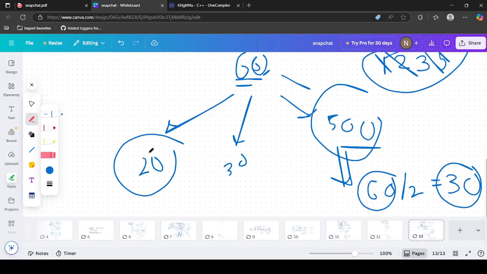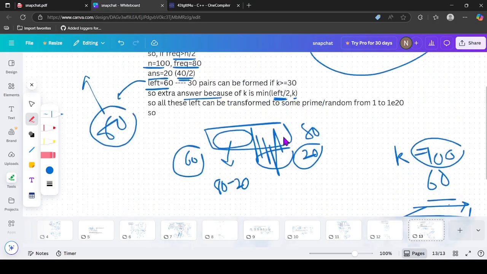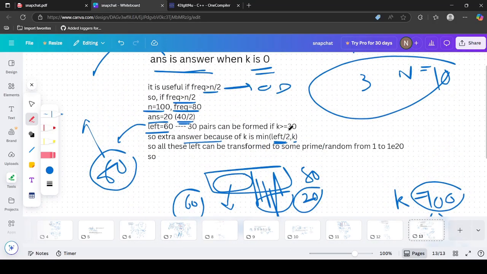And if k is less than this, we can use only k operations. So we can form only 20 pairs. So in these 60, we will convert only 20. And even now 40 are left, but we cannot utilize those. We can utilize only 20, which is equal to k. And if these both are equal, anything is fine. So from this we are able to understand that the answer is simply the minimum of left by 2 and k. All these can be transformed to some other numbers so that all those can be coupled internally. So hope you got this. Let's check the code.